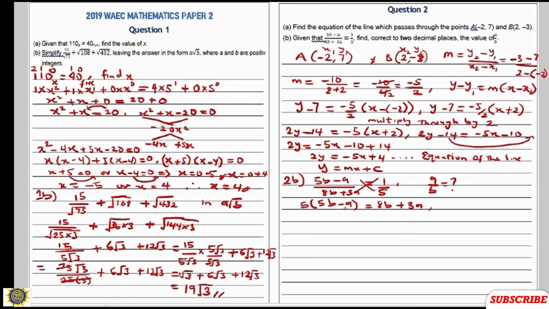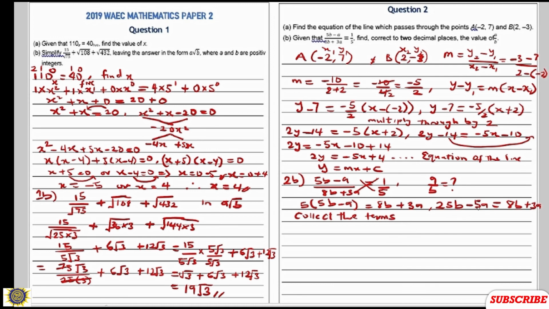So now you can expand the one on the left hand side by saying 5 times 5b, which is 25b, minus 5 times a, which is minus 5a, equal to 8b plus 3a. So here you can collect the like terms.